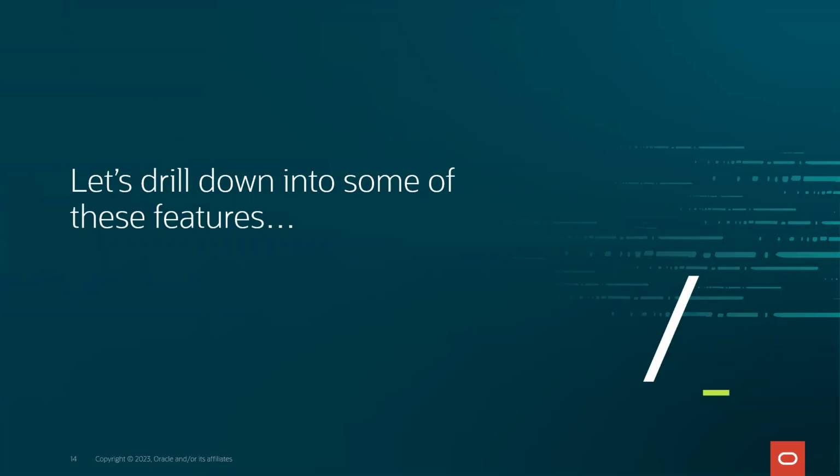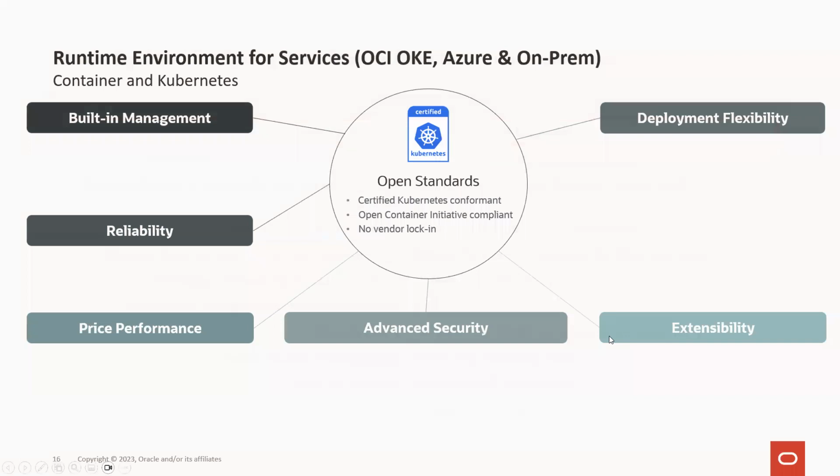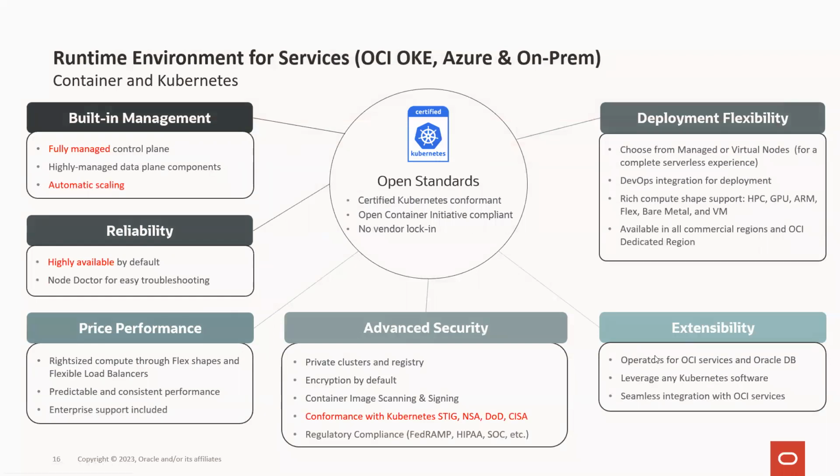So let's dig into a little bit more on all these features, what they really are. First up, runtime environment for services. We talk about containers and Kubernetes there. So it's the standard open standard of Kubernetes that we run on. So you can run it on OCI as the OKE environment, Azure, on premise.